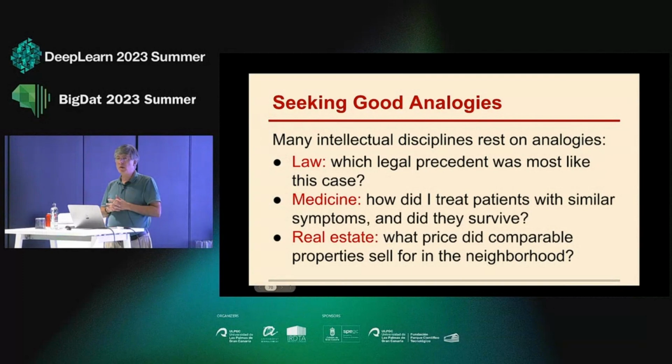In medicine, what does your doctor do? You come in with a tongue that's purple and your hair's falling out and you're walking with a limp, and you say, doctor, what do you do with me? What's the doctor going to do?